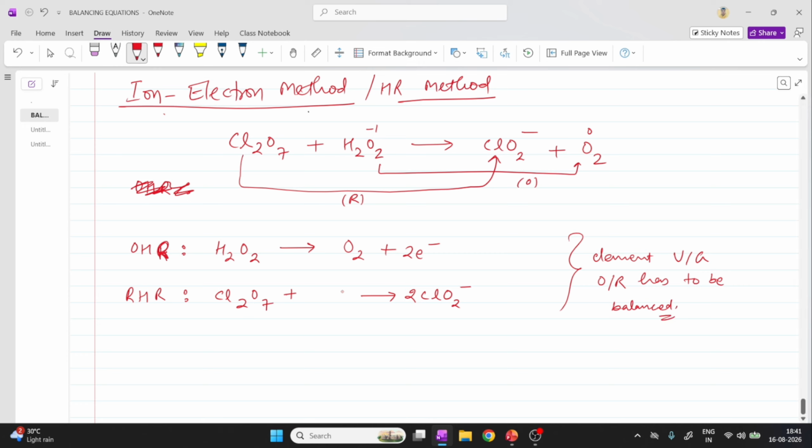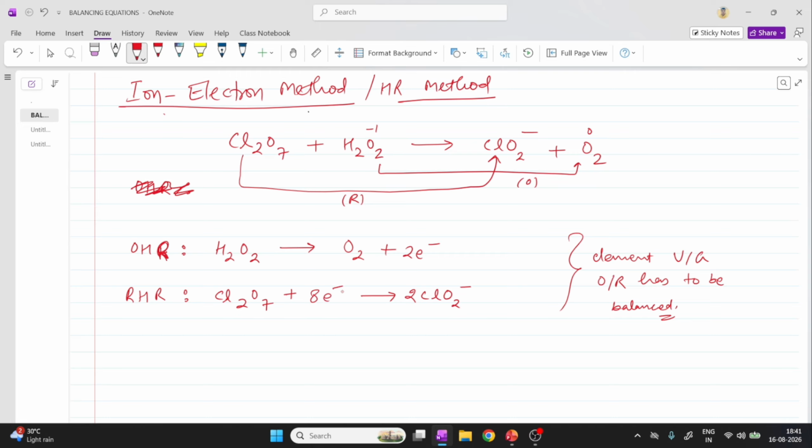That is the first thing. So I have written 2Cl. Now just look at the oxidation state change. In this case, chlorine is +7 and it is becoming +3. So there is a state change of 4 units. But because 2 chlorine atoms are there, that means 8 electrons.